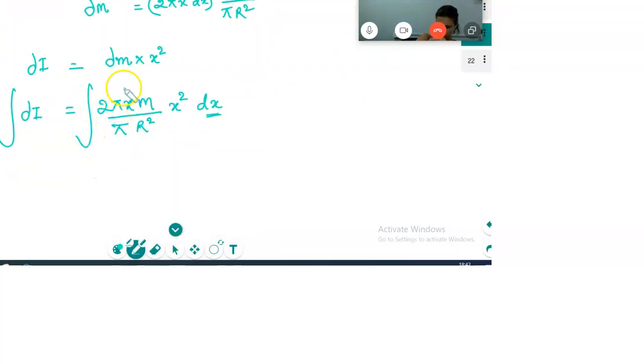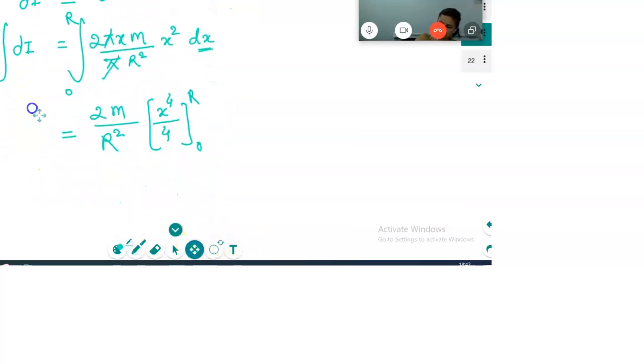2m, π and π cancel. 2m by r² is out of the integration because it is constant. X cube is there. So the integration of x³ is x⁴ divided by 4, with limits 0 to r. Am I right or not?